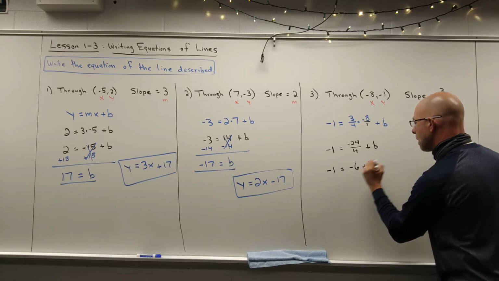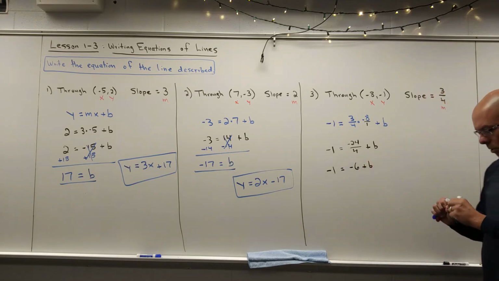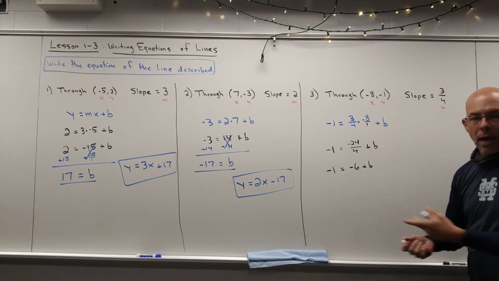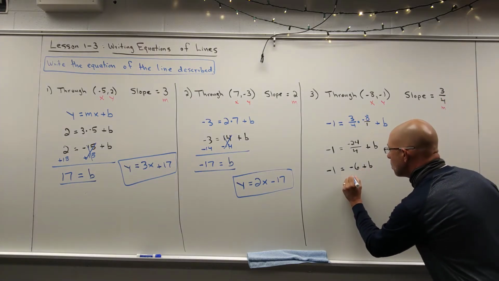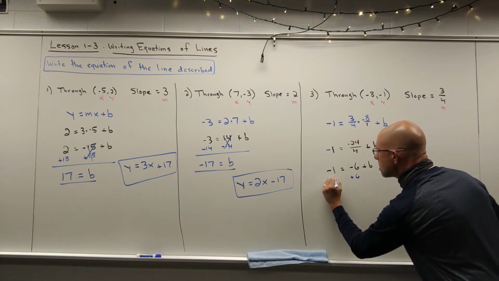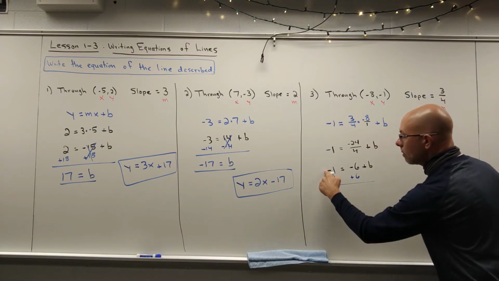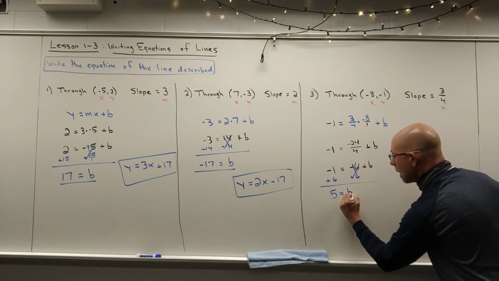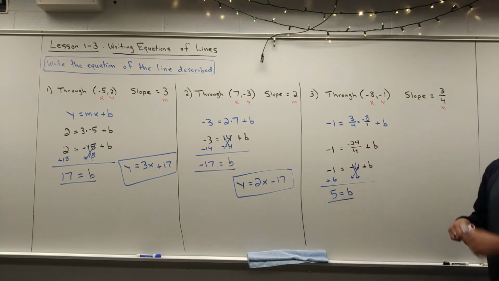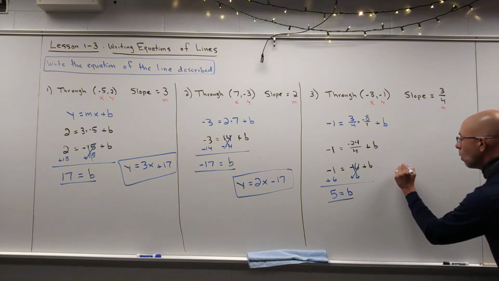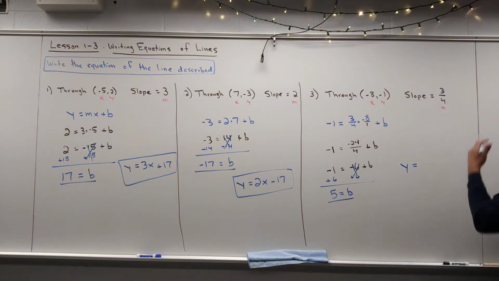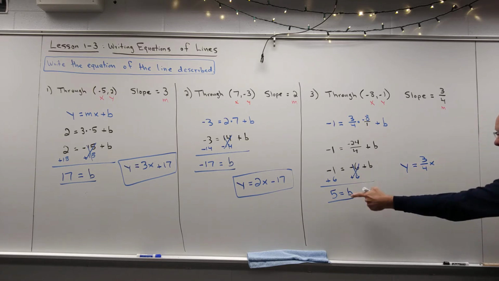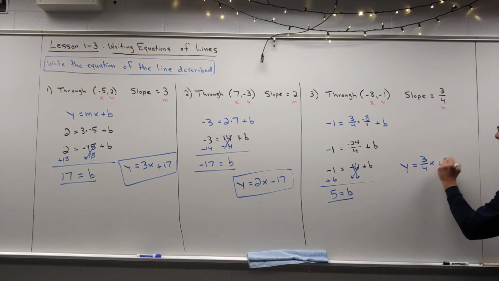Plus b. So to solve here, solving for b, because that's a negative 6, we're going to add 6 to both sides. So plus 6, plus 6. Negative 1 plus 6 is 5, and negative 6 plus 6 cancels. b equals 5. So we write y equals m, 3/4 x plus b, plus 5.